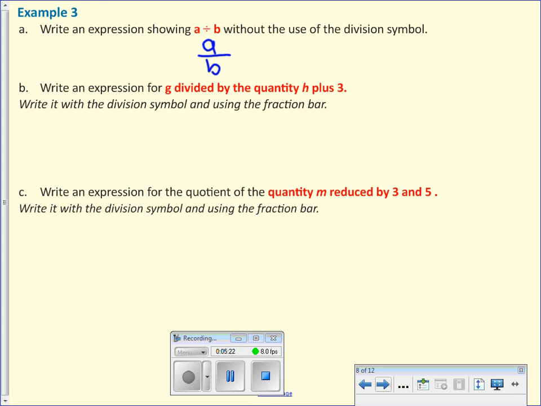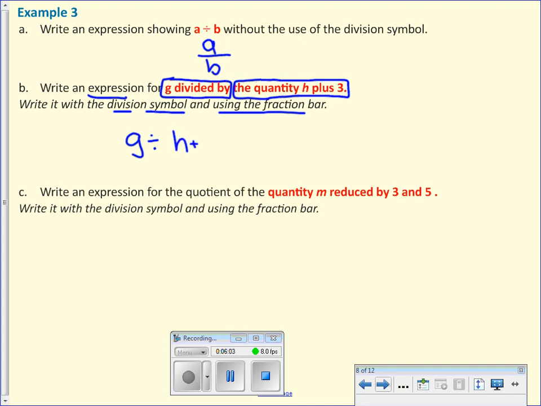So write an expression for G divided by the quantity H plus 3. Write it with the division symbol and using the fraction bar. Now, oh my goodness, that's a lot of words. There's a lot of words there in the red. So I know I have to identify my dividend and I have to identify my divisor. So I have G being divided by something. So G is being divided by the quantity H plus 3. So how am I going to write H plus 3?